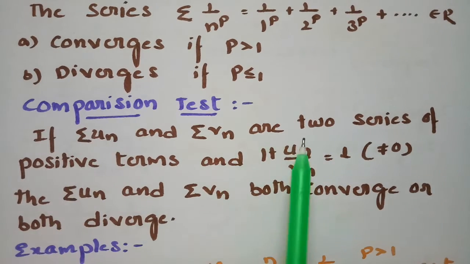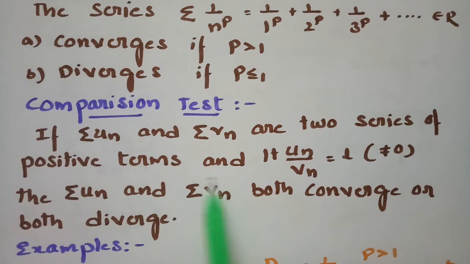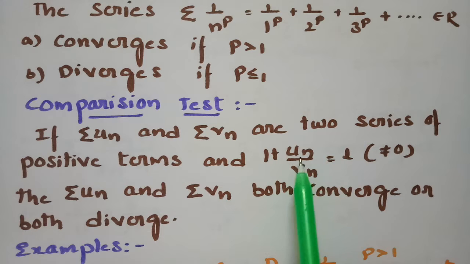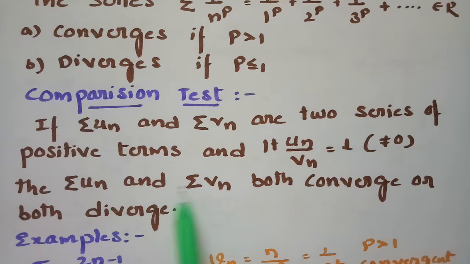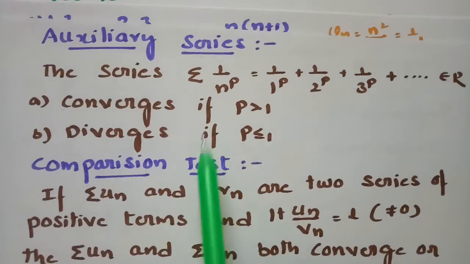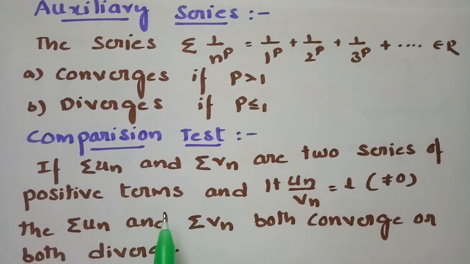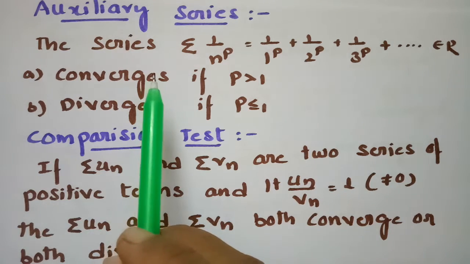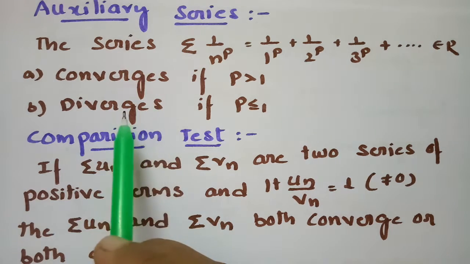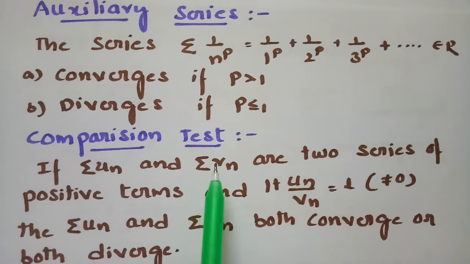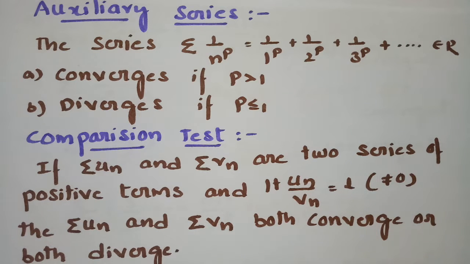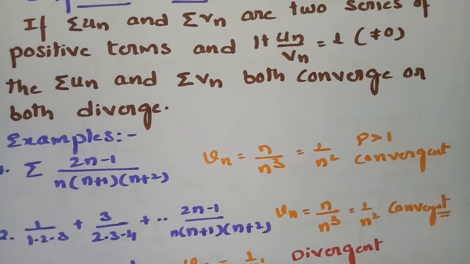If sigma un and sigma vn are two series of positive terms, and the limit as n tends to infinity of un by vn is equal to L, if it's a finite value, then we say that sigma un and sigma vn are both convergent or both divergent. So these are interlinked. First we have to find the auxiliary series, and according to it we find whether it is convergent or divergent, and then by going through this comparison test, if it's a finite value, then un and vn converge or diverge together. So these are the kind of problems.